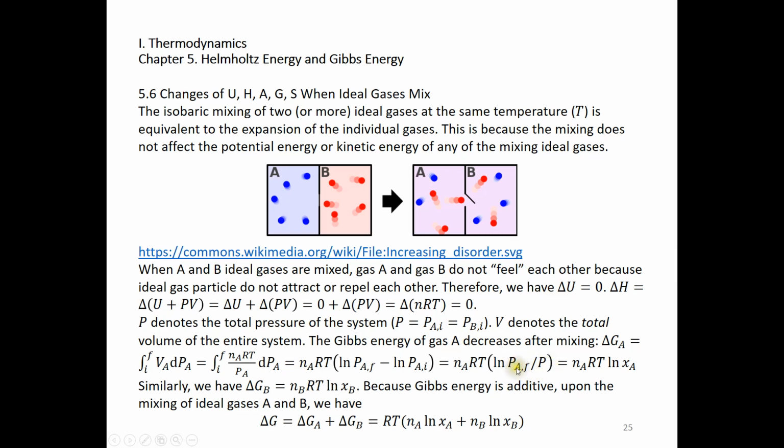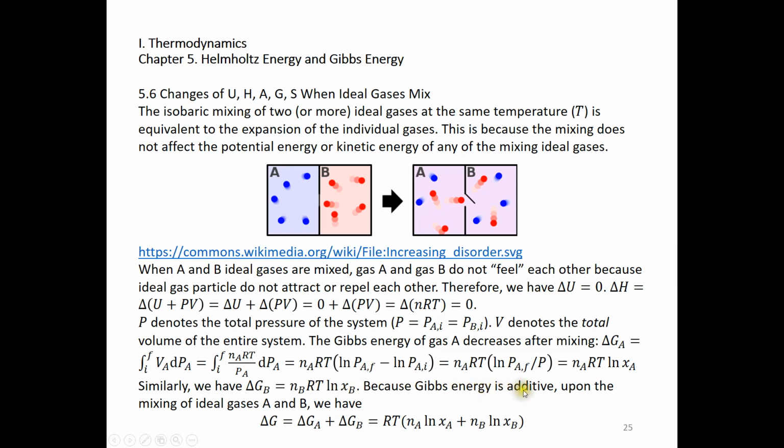And what's this? What's PA final over P? That's simply the mole fraction of A after mixing. That's why we have this equation. Delta G of A, the change of the Gibbs energy of A, is nA times RT times the natural logarithm of the mole fraction of A in the mixed system. Similarly, delta G of B is equal to nB RT times the natural logarithm of X of B. X of B is the mole fraction of B. Alright, after the mixing, you have the mole fraction of B less than 1.